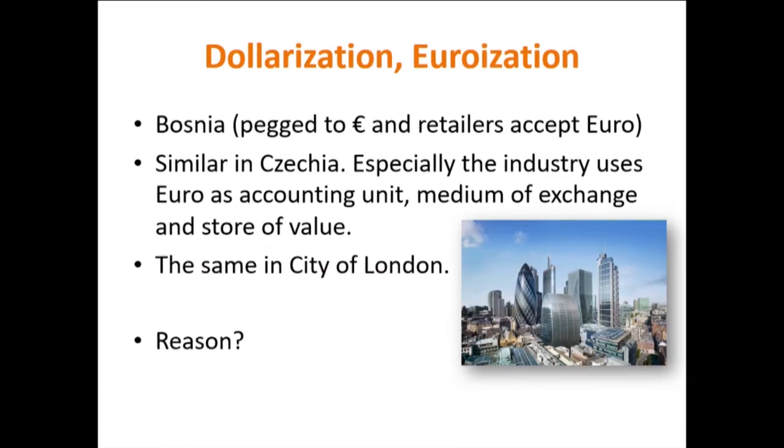Dollarization, Euroization. This is a term that explains the situation when there is a parallel currency accepted unofficially in a country. Like the country of Bosnia. Bosnia has its currency, the Bosnian mark, which is pegged to the euro, but retailers generally accept euro too. The same thing you can observe in Prague. Most of the shops accept euro too, even though it is not our national currency. We have the Czech crown.